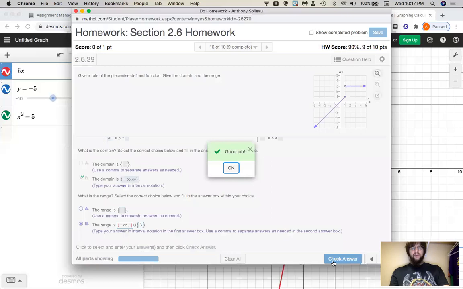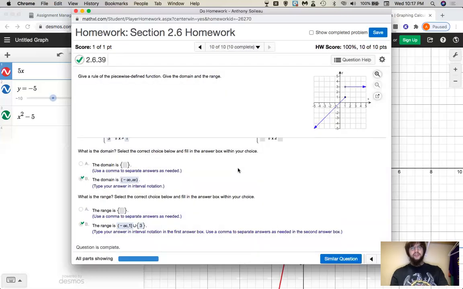That is it for 2.6. So it shouldn't take you too terribly long to get through. And if you do get stuck on something, you can view an example, help me solve this, whatever. And if you're still stuck, message me on Google Classroom, it's fine.